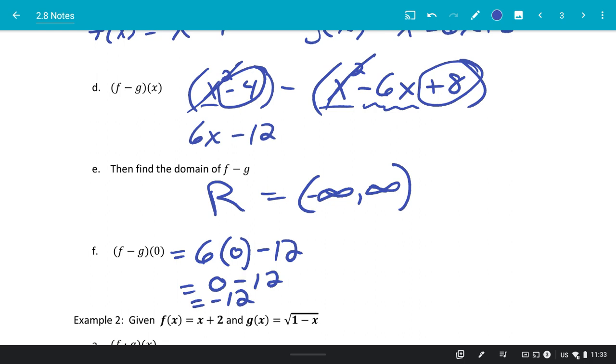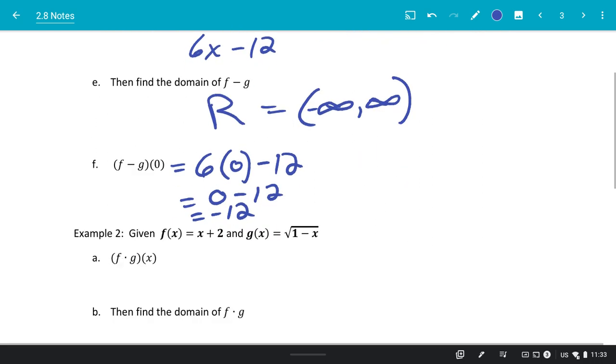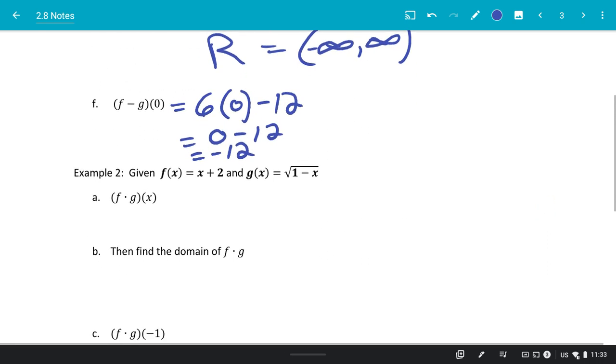Nothing too hard there. Again, that was just simple addition and subtraction. What's going to happen when we multiply? We're going to have a new f and a new g here. So let's take it. We have now x plus 2 times the square root of 1 minus x.